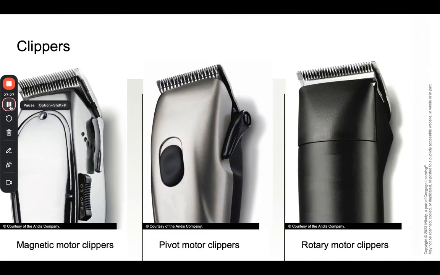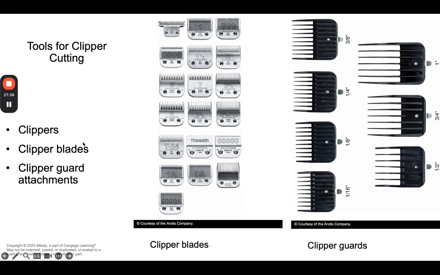Alright, so next up we have clippers. So clippers are another tool that we use for hair cutting. They are either electric or battery operated. Your clippers come in different sizes and shapes, and they can be used with or without attachments.